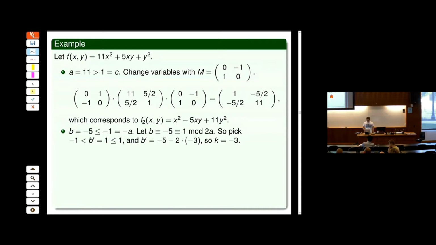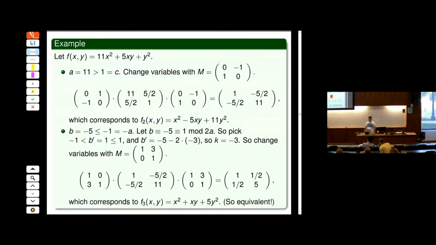Okay, so there you go. You pick k to be minus 3. Now you change variables with 1, 3, 0, 1. And with that change of variables, it brings you to a quadratic form that is reduced now. And it's actually the first one I was trying to compare with. So they are actually equivalent. The one I started with and this one are two forms that are equivalent. Okay?